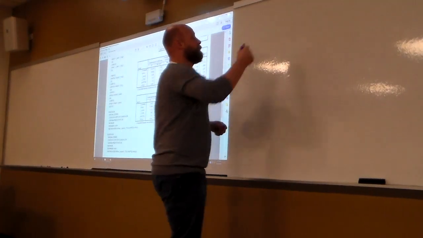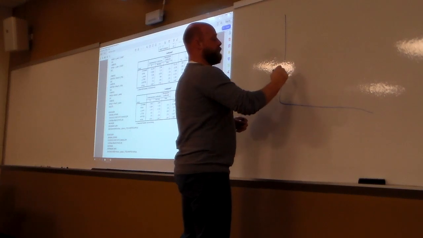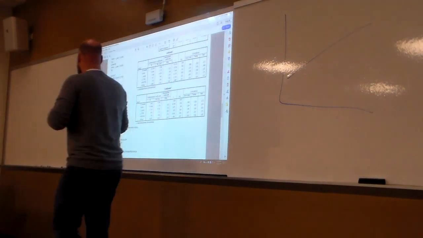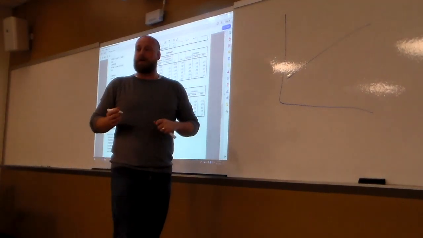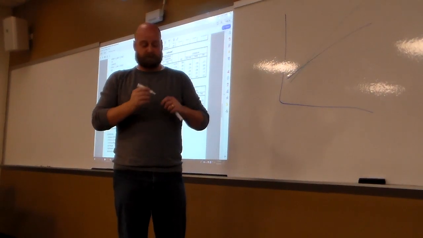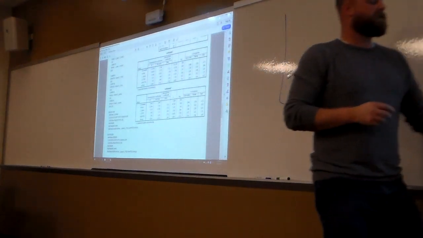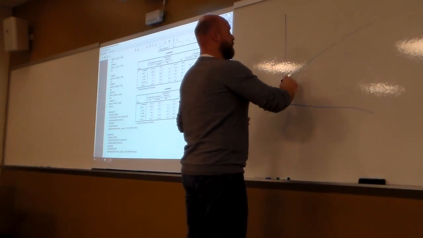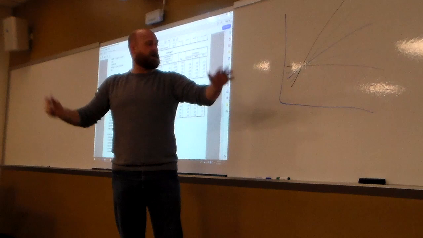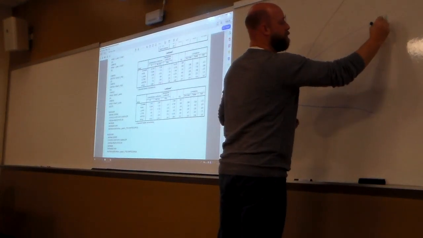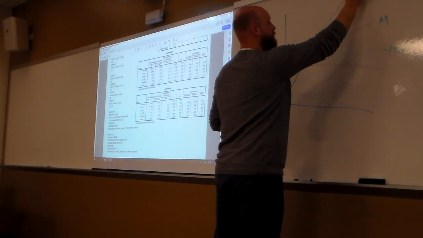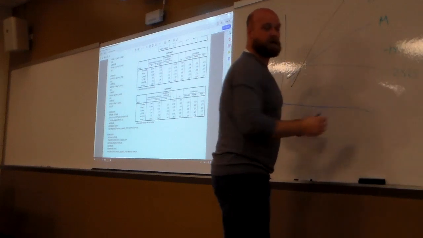Let's say this is average levels of my moderator, and this is a standard deviation above and a standard deviation below. If I say two standard deviations above and two standard deviations below, what do they look like? It's like that. So this is the mean, this is negative one standard deviation, this is plus two standard deviations, this is negative two standard deviations.